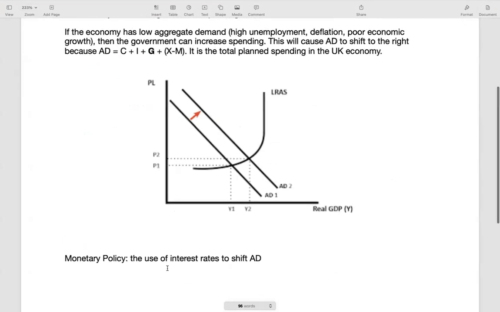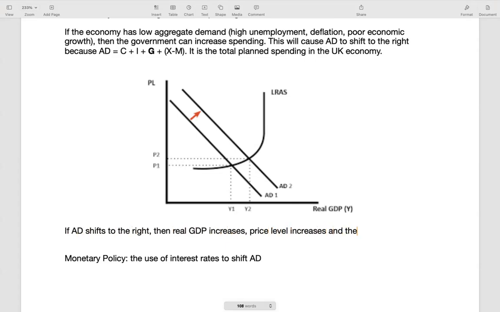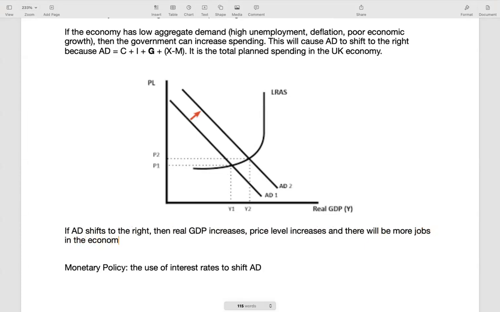So if AD shifts to the right, then real GDP increases, price level increases, and there will be more jobs in the economy too. So unemployment will fall. Okay, yep, cool.